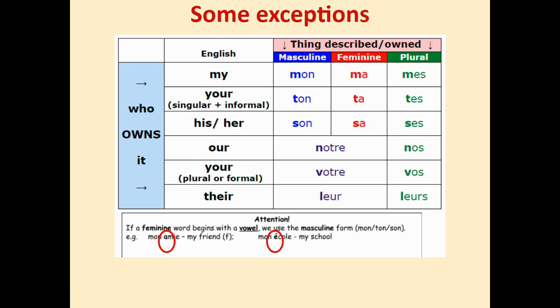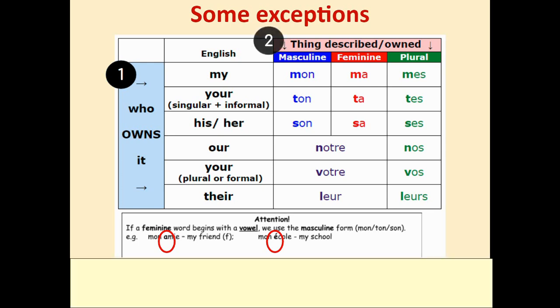So to recap, you have 2 steps when you decide which word to use. Firstly, you choose which line you will be using by deciding who owns it. Is it my, your, his, her, etc. Once you have decided on your line, you look at the word, the thing or the person you're describing or that is owned, that is mine and yours, etc. You look at that word and then you decide, is it masculine, is it feminine, or is it plural? This will allow you to pick the correct column. Once you have that correct word, you can carry on with your sentence. So 2 steps.